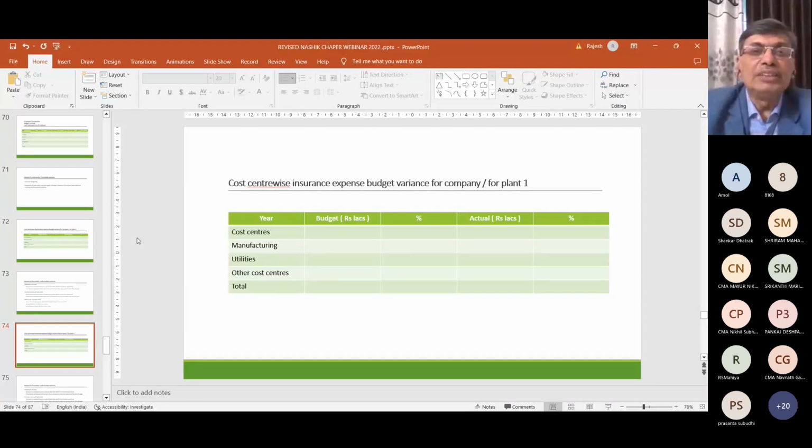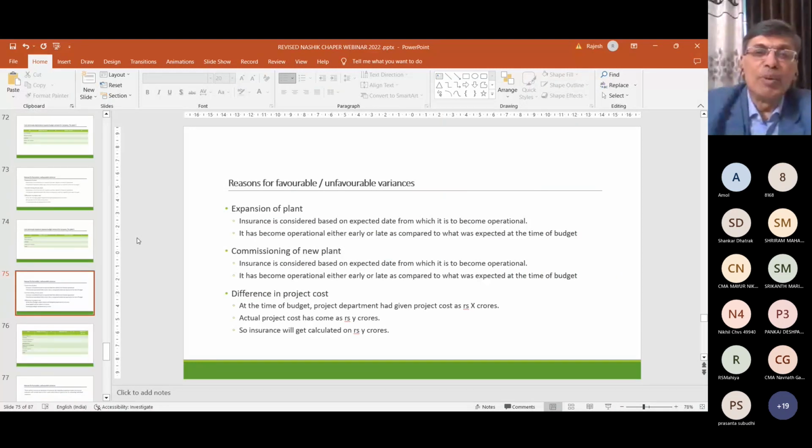Similarly, there are cost center wise insurance expense budget variances. The cost center wise expenses are given, which are compiled over here, as against the actual value, and the percentage is the value of each individual cost center as against the total value. Now, reasons for favorable and unfavorable variances. Again, the same as we have seen in depreciation, the same case will appear over here with respect to insurance also.